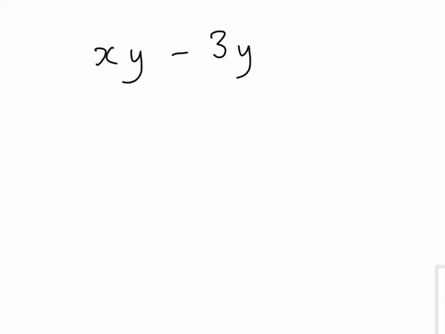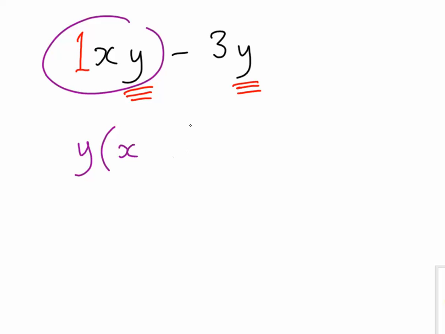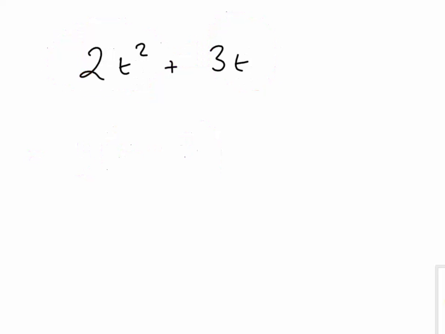For this next example, I have a 1 and a 3, so the only number that goes into that is 1, so we can discount taking out the number. But what I can see that's common is a letter. So I must take out the letter. Y times an x will get me back to that. I can see a subtraction sign, and y times 3 will get me back to that. That one is now finished.